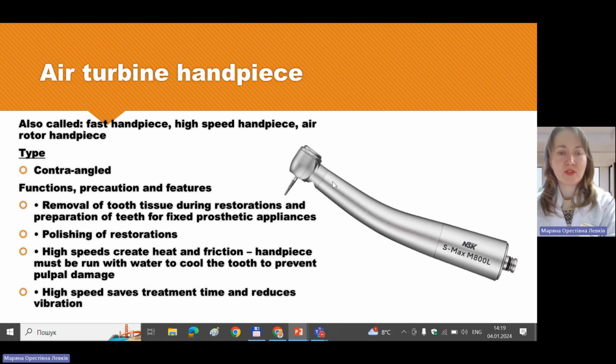Functions, precautions, and features. First of all, removal of tooth tissue during restorations and preparation of teeth for fixed prosthetic appliances, and polishing of restorations. High speeds create heat and friction, so the handpiece must be run with water to cool the tooth to prevent pulpal damage. So it is of critical importance to remember this point. High speed saves treatment time and reduces vibration in comparison to the slow speed handpiece.